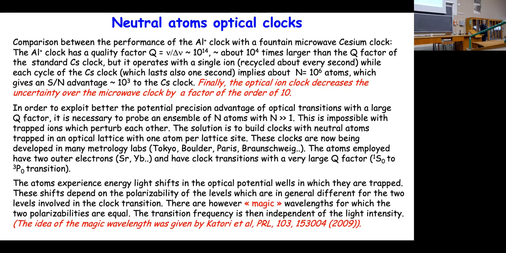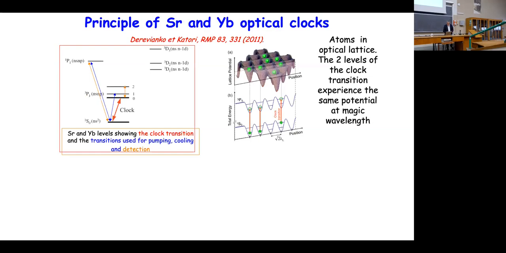levels are such that the light shift is the same for the ground state and the excited state in the trap. And if you use as trapping light a light which has this magic frequency, then the frequency will become independent of the light intensity. And this will give you a good basis for a clock.